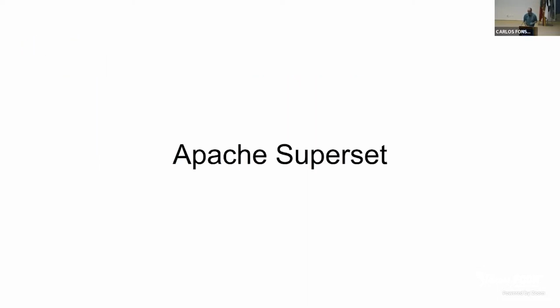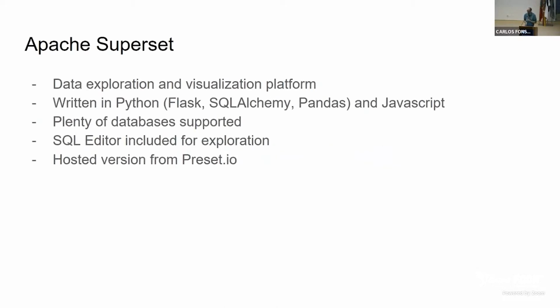Okay, now we've seen the data lake. We take a look at the end of our pipeline, which is the exploration and visualization platform. We choose Apache Superset, which again is a data exploration and visualization platform. It's written in Python using the Flask framework for handling the data. It uses SQLAlchemy, and so it loads data into pandas data frames, and then it renders the charts using JavaScript.